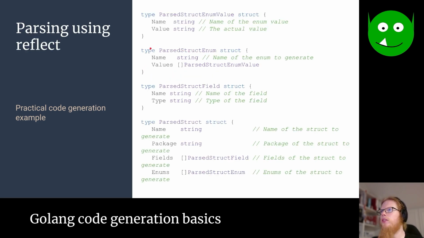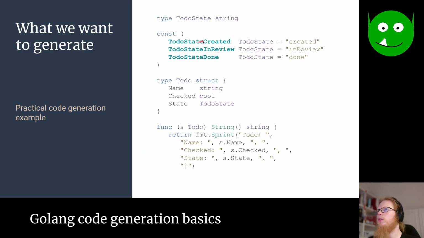Then we have our parse struct enum struct. This is the name of the enum to generate and the values to put into this. And the values are also again name and value, which corresponds to this here, created and created. This would be the name of the value. No, this is the name of the enum, right? And this is the value to output.